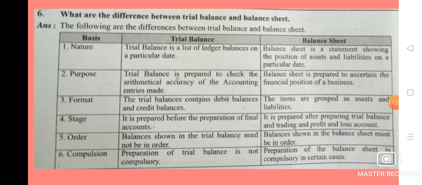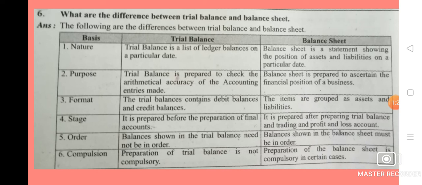Then stage. Trial balance is prepared before the preparation of final account, but balance sheet is prepared after preparing trial balance and trading and profit and loss account. It's the primary stage. Then secondary stage is the balance sheet.